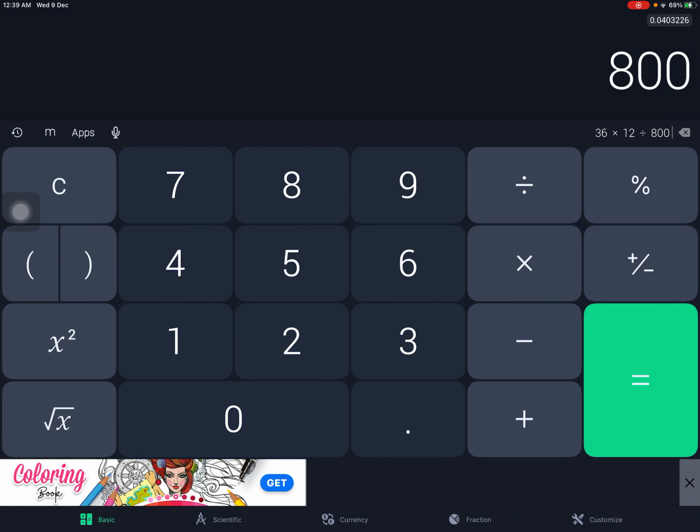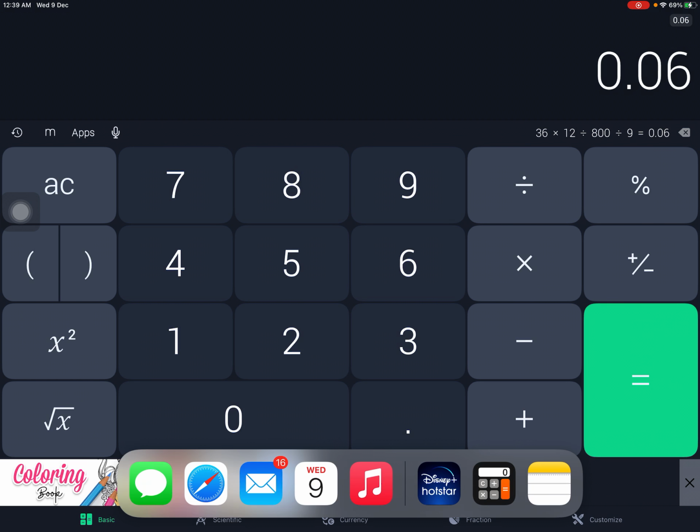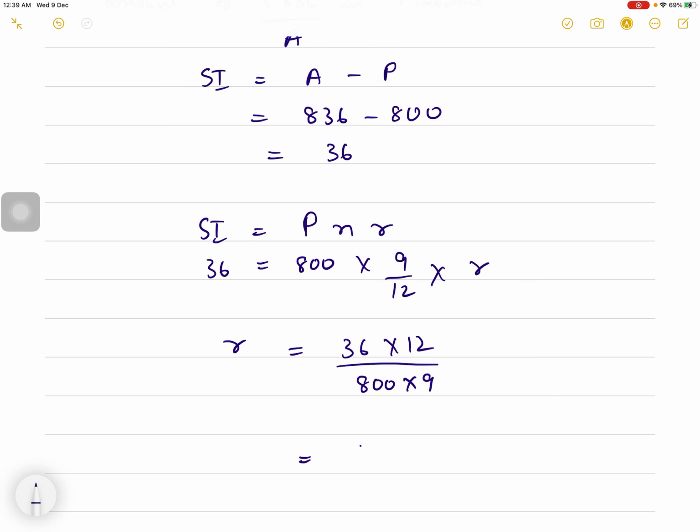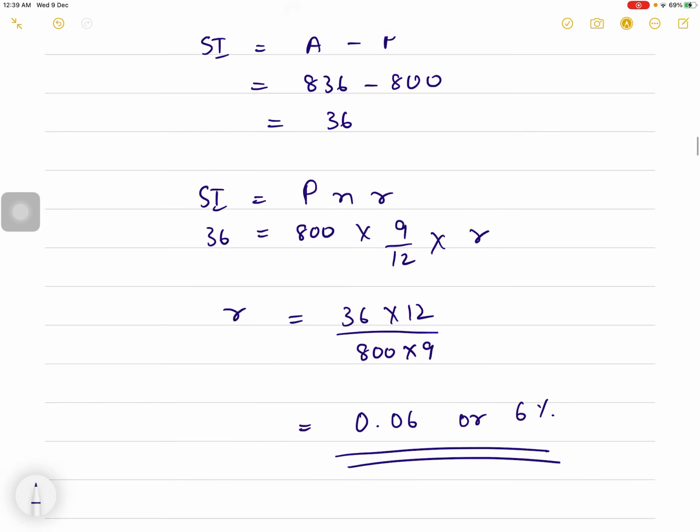(36 into 12 divided by 800 divided by 9). So, it comes to 6%. 0.06 or 6%.